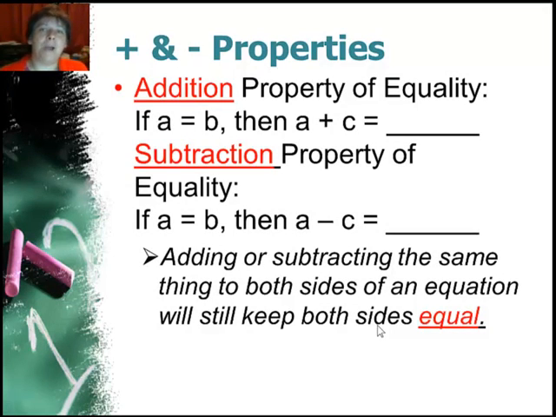So now we're going to actually start listing the properties. So two of the simple properties, and you know these. The addition property of equality says, well, if A is equal to B, then A plus C must equal B plus C. So this is a property that says I can add the same thing to both sides of an equation. If A equals B, I can add C to both sides. The subtraction property of equality works the same way. If A equals B, then A minus C equals B minus C. Adding or subtracting the same thing to both sides of an equation will still keep both sides equal.